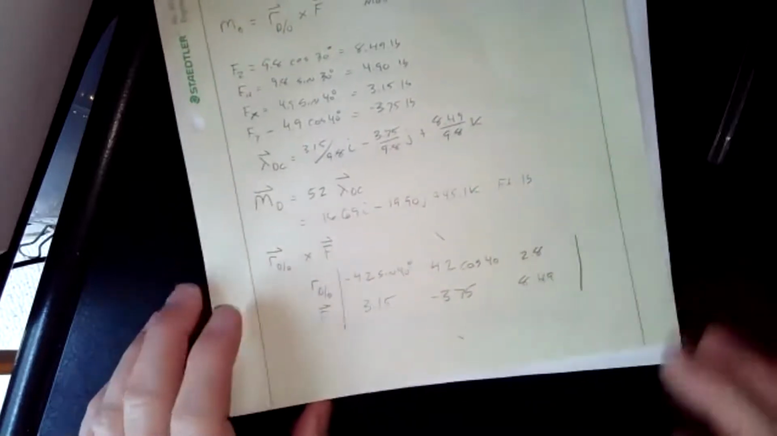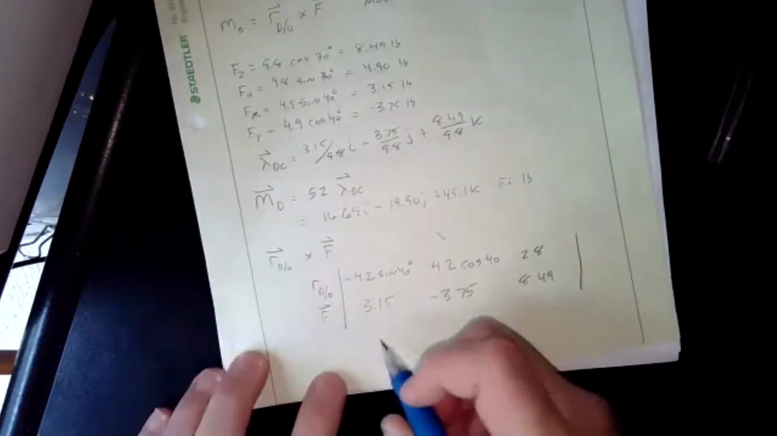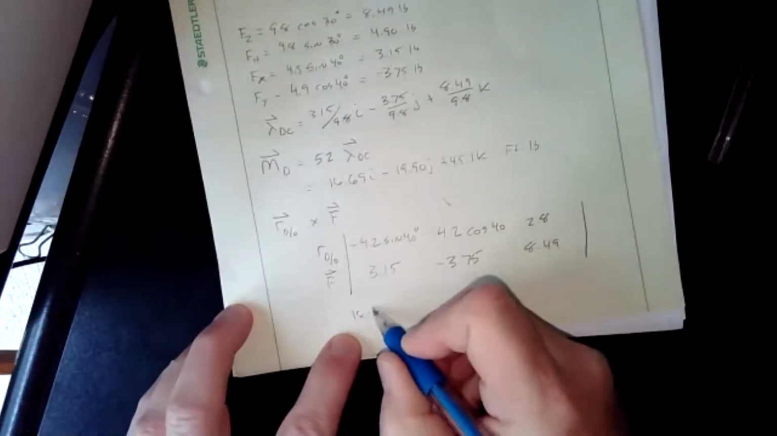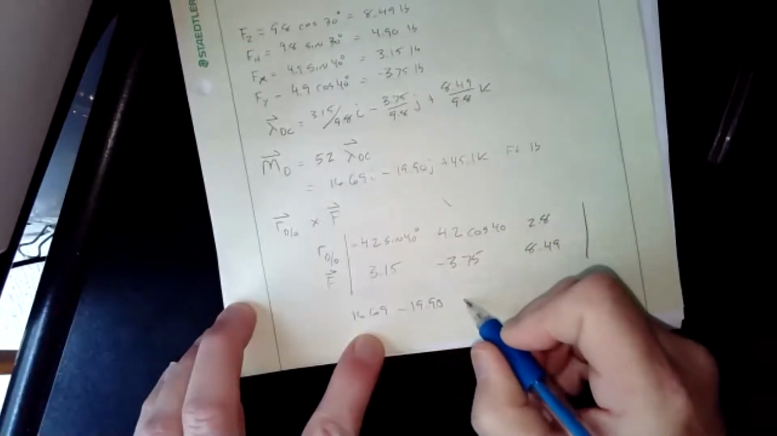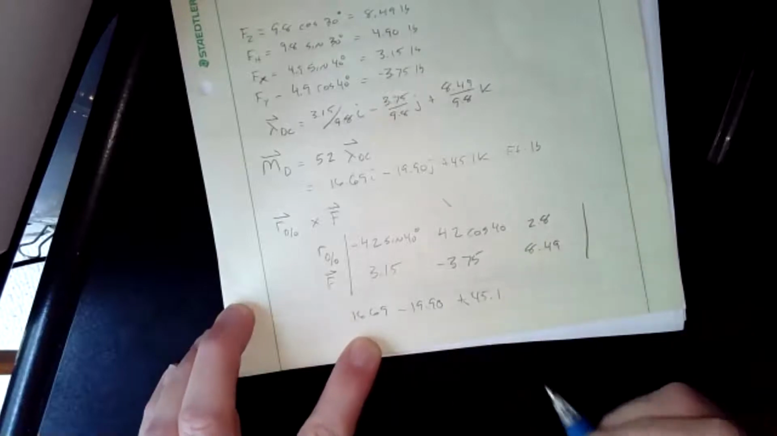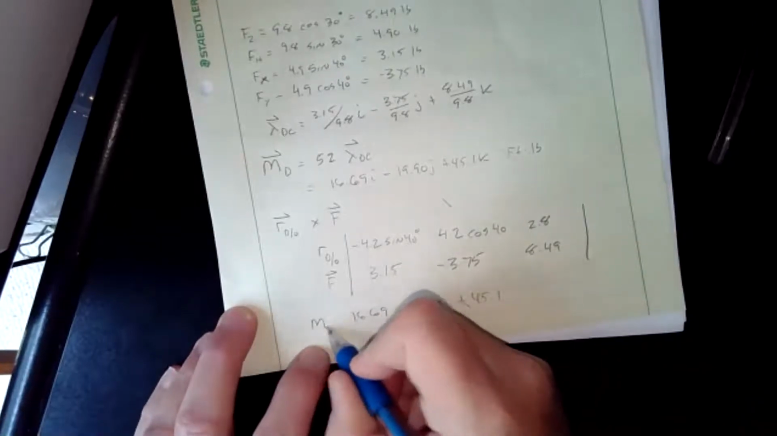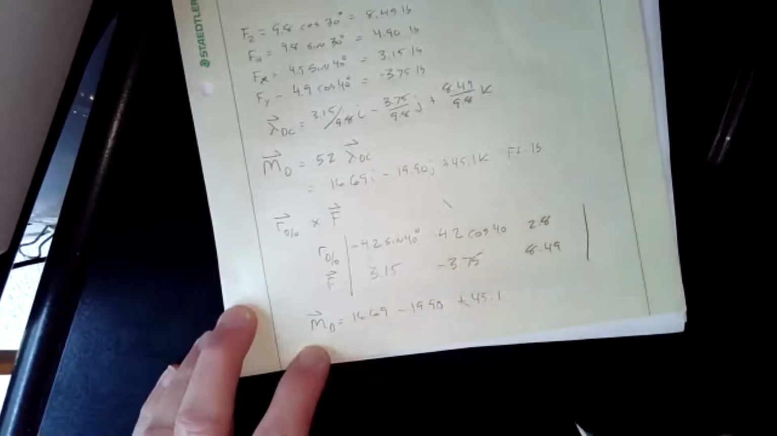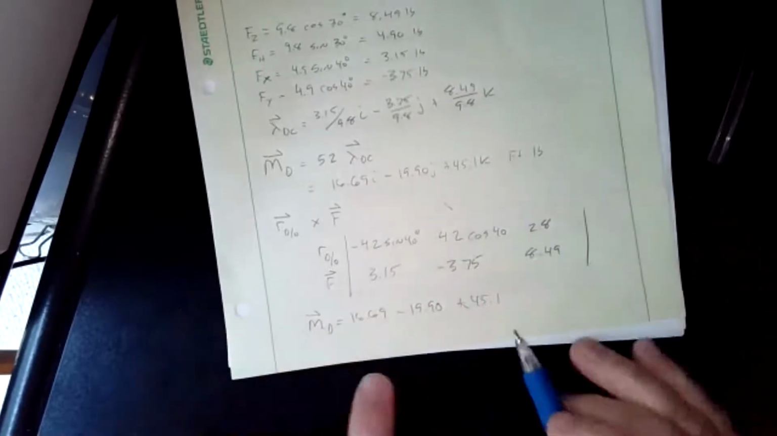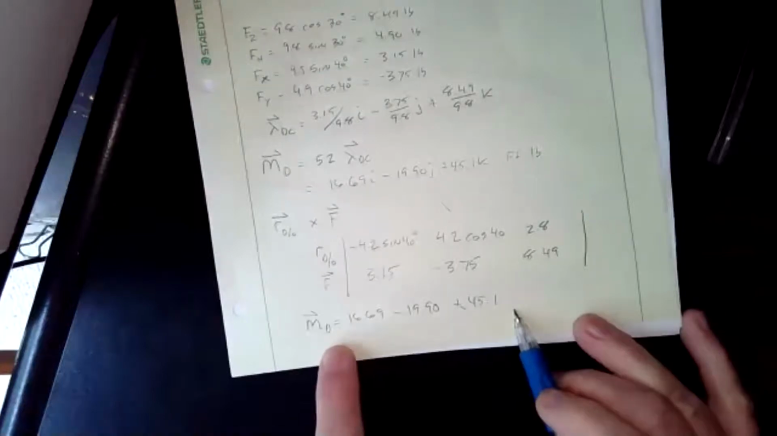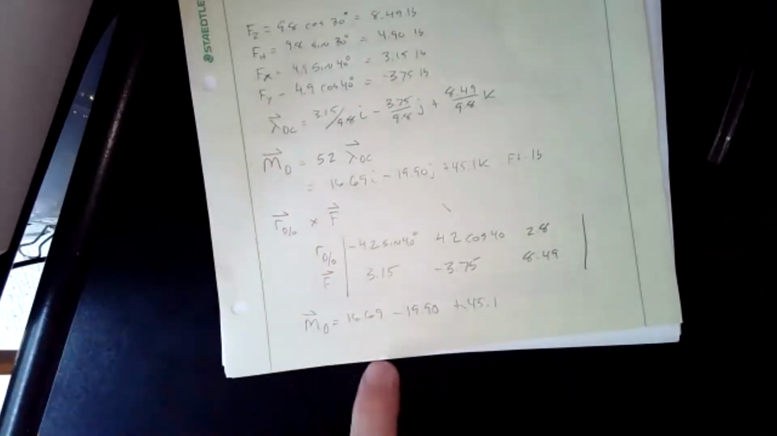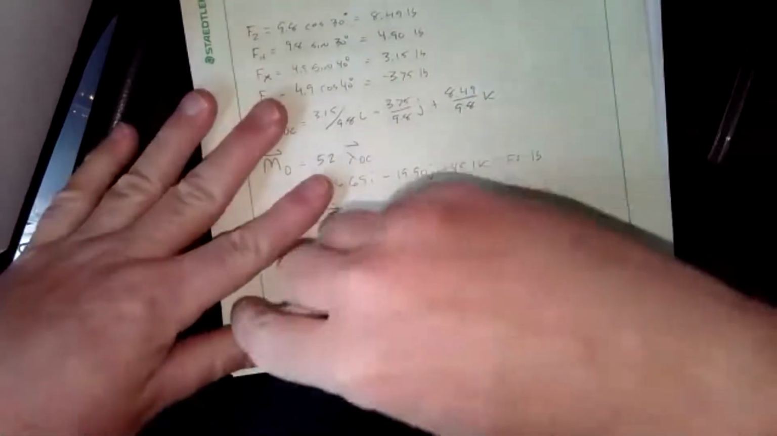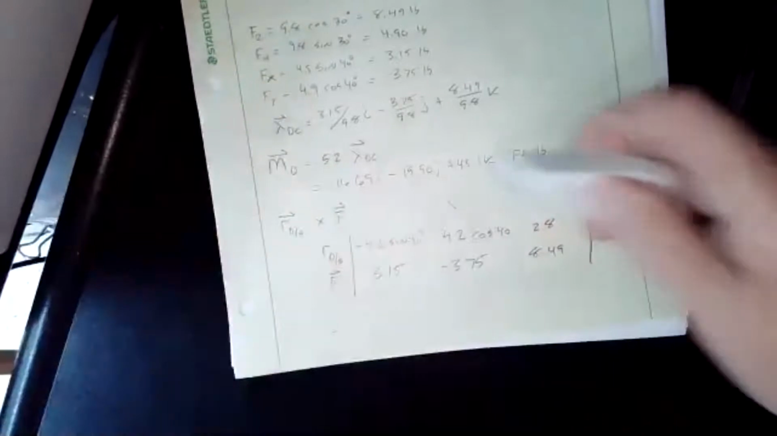What we end up with then is 16.69 minus 19.90 and plus 45.1. So this is my moment about D, sorry. Okay. So my moment about D, I take this, I add it to, oh wait, no, I'm sorry, I wrote the wrong one. I rewrote this. This is this up here. Sorry about that. That's what happens when I go too fast.